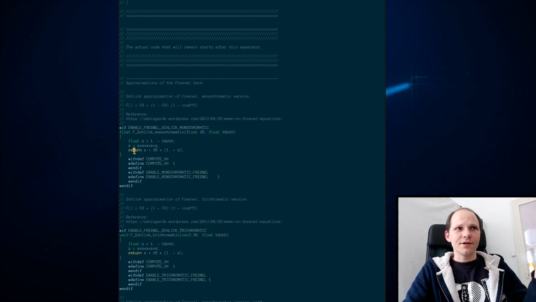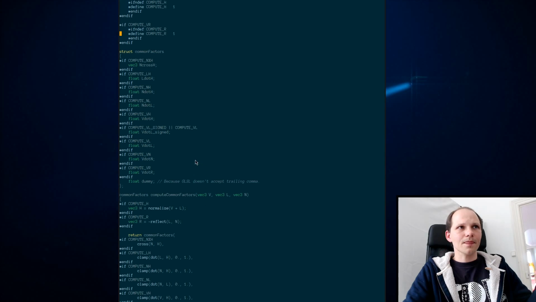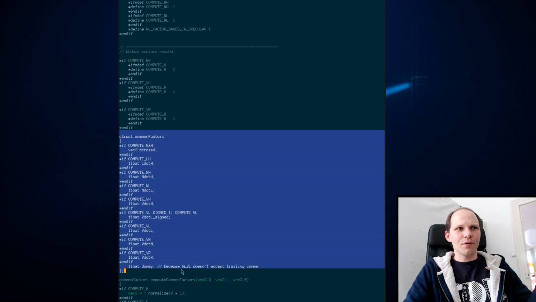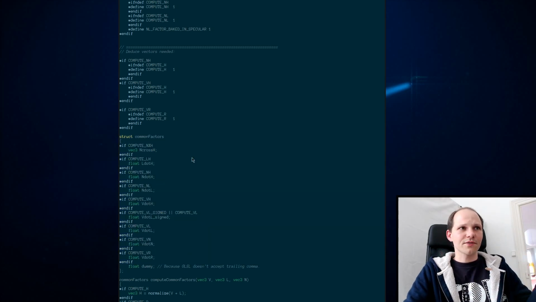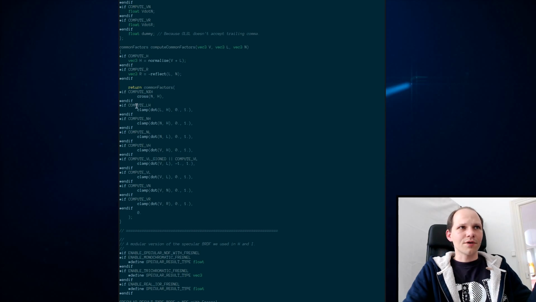So those macros are going to enable that function. And then this function here is going to require certain parameters. For example, the Schlick is going to need the v.h parameter. So when this is enabled, it's going to enable the compute vh. And later on, when we go at the bottom, here we have a data structure with all the common parameters that we need for the different functions. And the v.h is over here. So when the macro is enabled, this is going to appear, and then it is going to get computed.